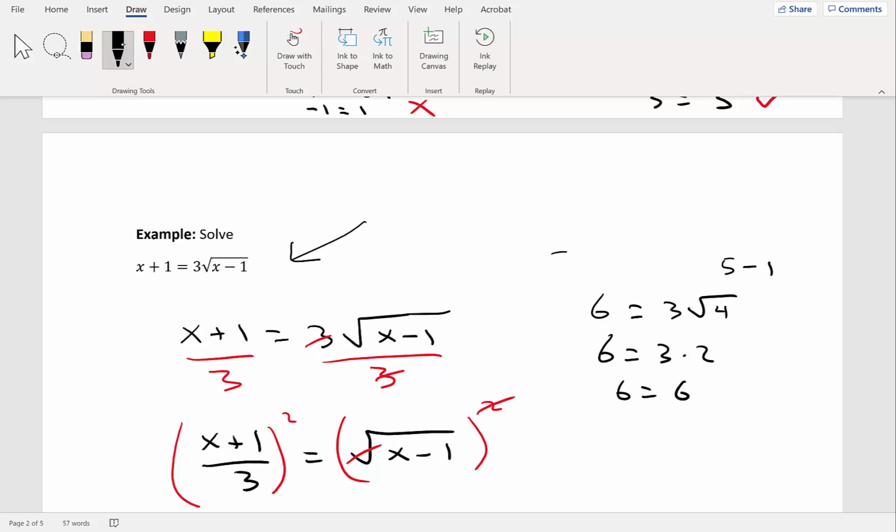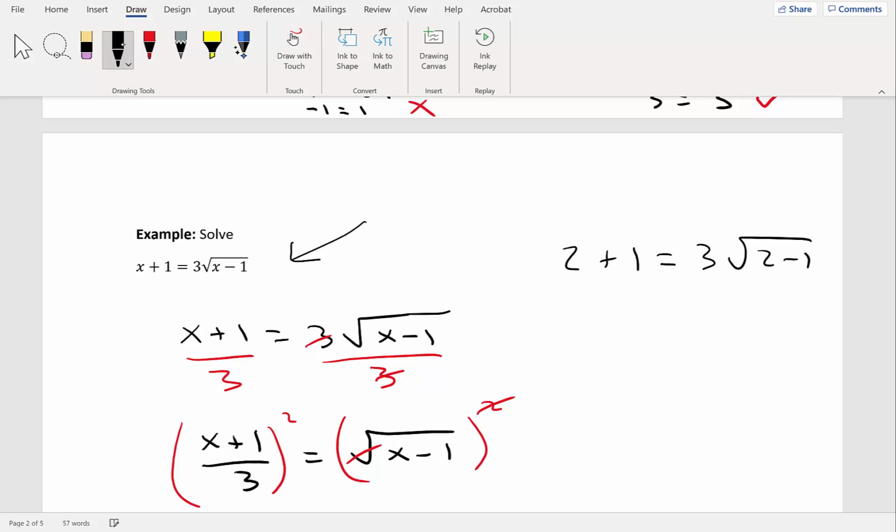Now let's go ahead and check the other solution, which was 2. Let's plug in 2 and see if it gives us a true statement. So I'd have 2 plus 1 is equal to 3 times the square root of 2 minus 1. 2 plus 1 gives me 3. I have equal to 3 times, okay, 2 minus 1 gives me 1. So I have 3 times the square root of 1. So I have 3 is equal to 3 times 1, which is a true statement as well.